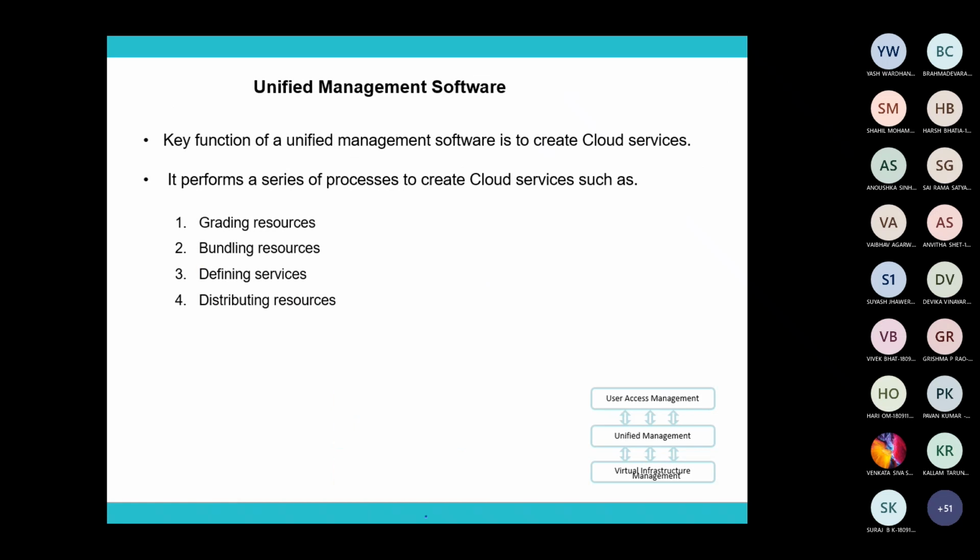So based on the performance, you are grading the resources, right? Individually, you are grading compute, storage, and network resources. Then after that, you are going to bundle all those resources, that is, compute, storage, and network. Once you bundle that, you are defining the resource, and you are providing the resources which are specified in the bundle.